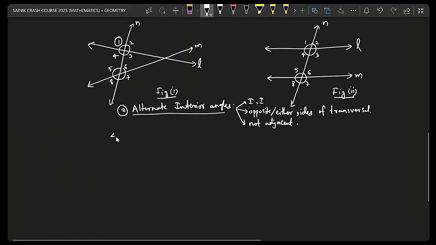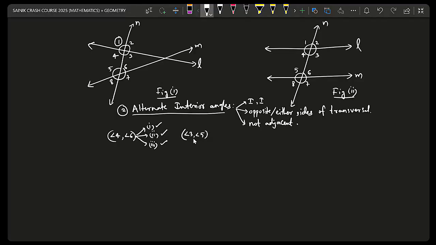Okay, let's check angle 4 and angle 6. Let's check the first condition. Interior. Satisfied? Yes, sir. Second condition. Are they lying on opposite sides of the transversal? Yes, sir. 4 is lying to the left, 6 is lying to the right, opposite sides. Third condition, are they adjacent? No, sir. That's why the third condition is also satisfied. And likewise, we have one more pair. Can you say another pair, Harini? Sir, angle 3 and angle 5. Angle 3 and angle 5. Harini, you can mute now.